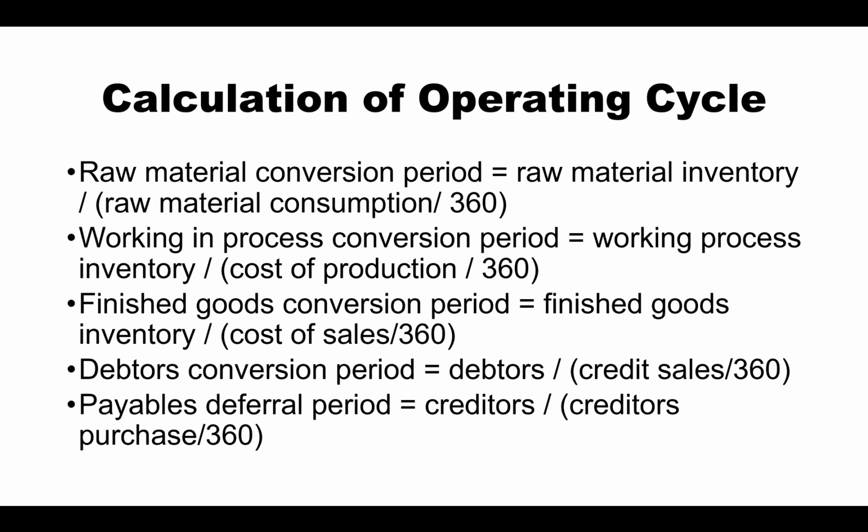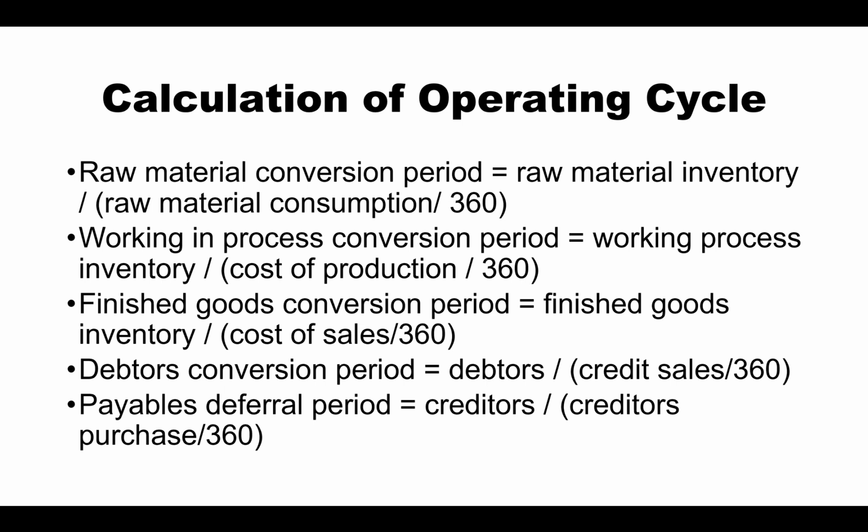Then you have the work in progress conversion period, which is the average time taken to complete the semi-finished or work in progress goods, whereby the work in process inventory you divide by the result from cost of production divided by 360. Then you have the finished goods conversion period, the time taken to sell the finished goods. The finished goods inventory, you divide it by the cost of sales divided by 360. So the three will give us the inventory conversion period, the sum of the raw material, work in progress, and finished goods.